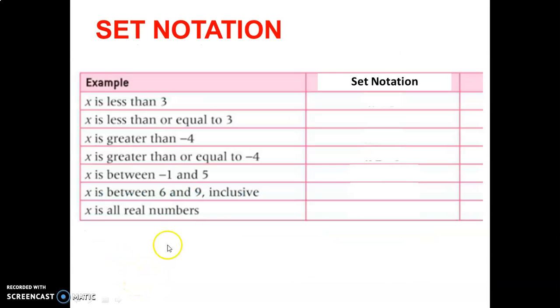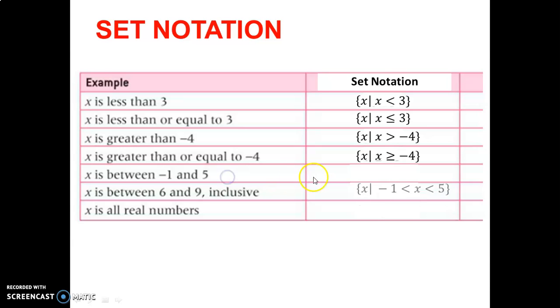All right, with that, let's see if we can do some of these. What would this one look like? X is less than 3. Okay, in set notation, looks like this. X is less than or equal to 3, like that. X is greater than negative 4, looks like this. X is greater than or equal to negative 4, like this. X is between negative 1 and 5, how about that one? Okay, X is between negative 1 and 5, like this. Between always looks like this, so it's greater than negative 1 but less than 5.